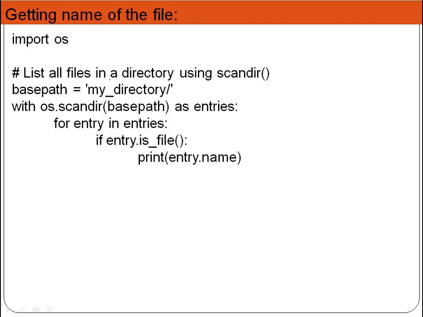Then you want to get the name of the file. So this is the file object, and you want to know the name, so dot name. File_object.name.